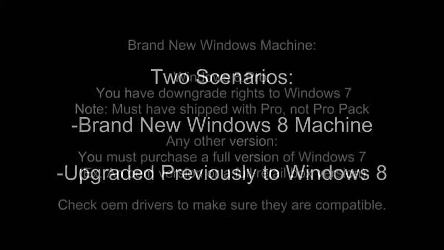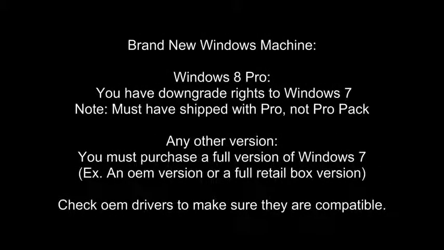In this tutorial, I'm going to cover two scenarios. The first one is you have a brand new Windows 8 machine that you bought or perhaps obtained, and you want to downgrade that to Windows 7. And the other scenario I'm going to cover is that you previously had Windows 7, XP or Vista and you upgraded to Windows 8 and you want to go back.